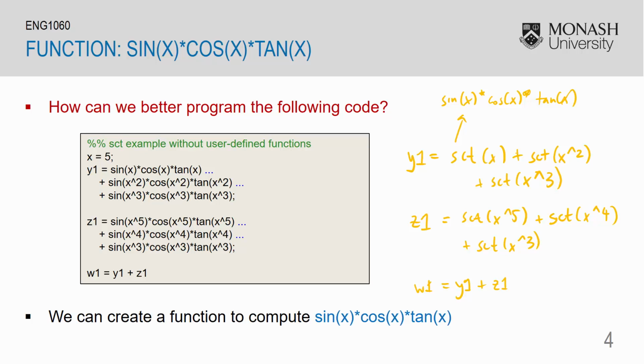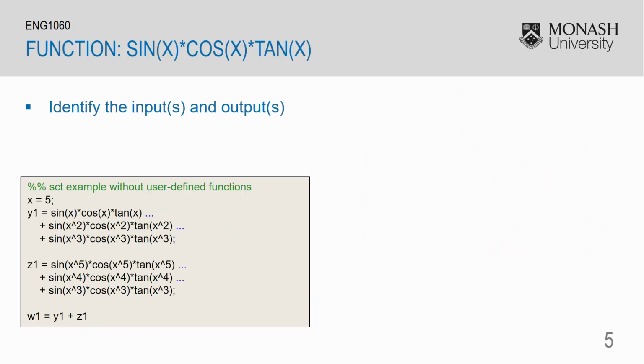So we need to create a function to compute the product of sine x times cos x times tan x. Firstly, we need to identify the inputs and the outputs of the problem. Again, the problem is shown on the left. We have x as our input, and it doesn't matter if it's just x or x squared or x cubed. We see that there is only a single input, that being x for the first line, x squared for the second line, and x cubed for the third line.